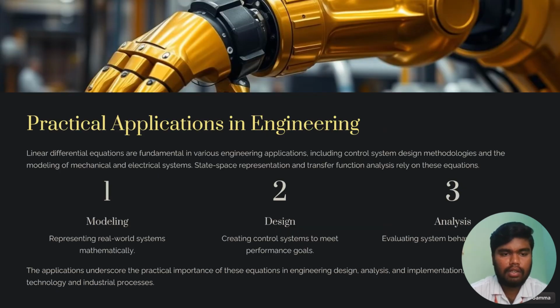Now we will see some practical applications in engineering. Linear differential equations are fundamental in various engineering applications, including control system design methodologies and modeling of mechanical and electrical systems. State space representation and transfer function analysis rely on these equations. First one is modeling, representing real world systems mathematically. The second one is design, creating control systems to meet performance goals. The third one is analysis, evaluating system behavior. These three are the applications in engineering.